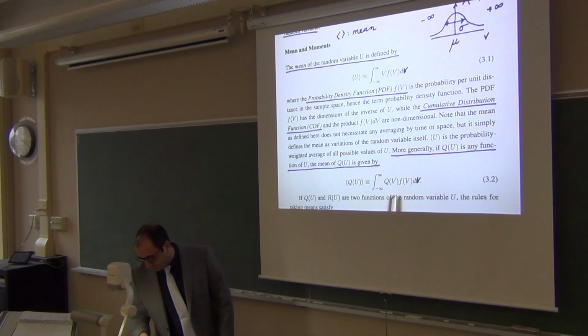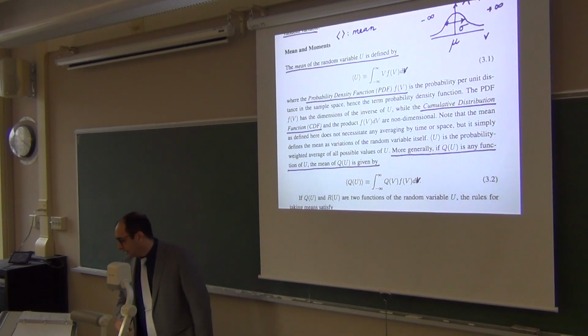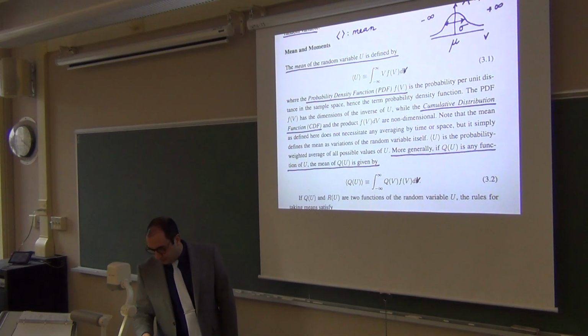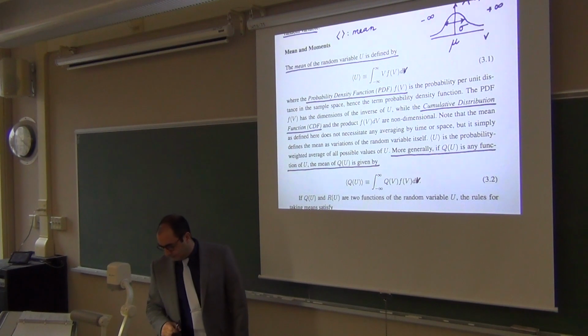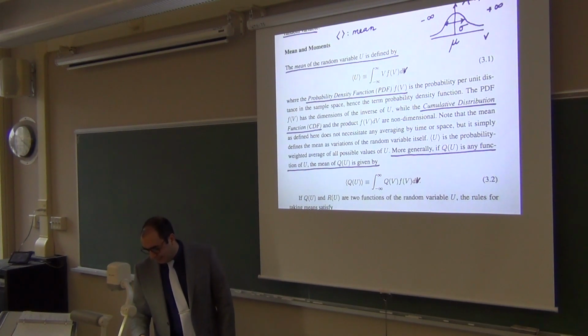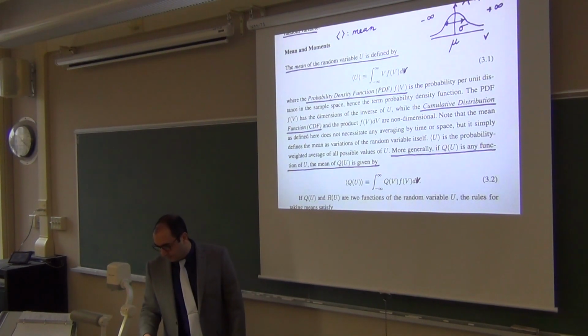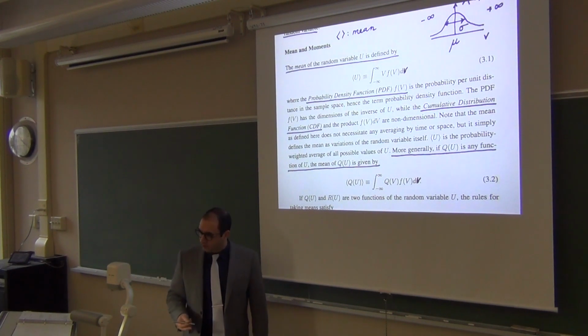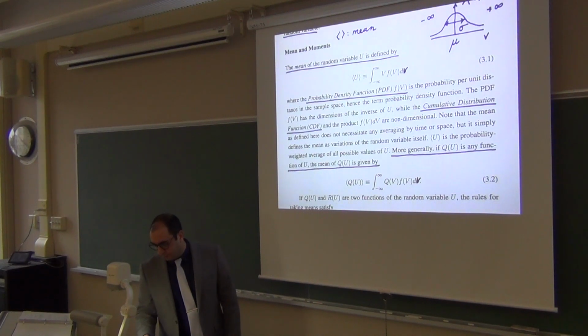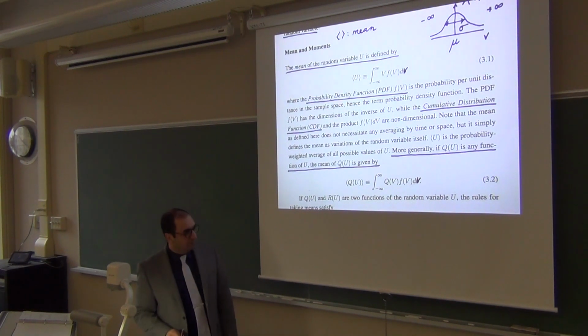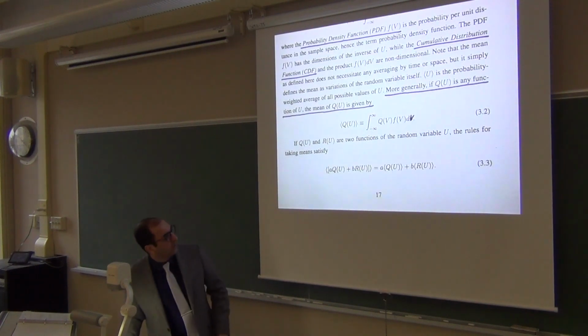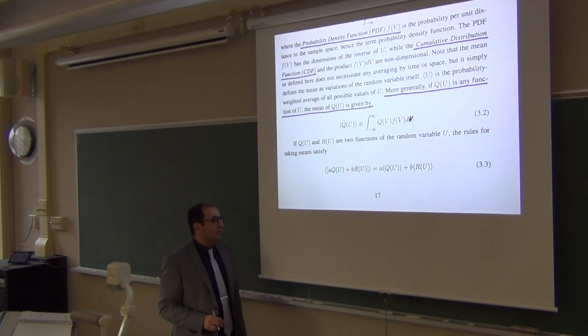It's a property of the integral that it is linear. It is a linear operator. Let's say the mean of the sum of two functions is the sum of the means of the two functions. So the mean of q plus r is the mean of q plus the mean of r. Even if you have multipliers like a and b, which could be fixed numbers, the mean of aq plus br is a times the mean of q plus b times the mean of r.